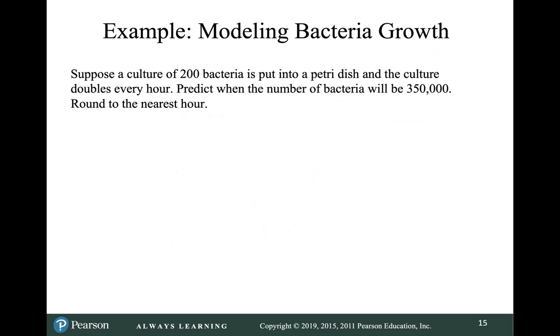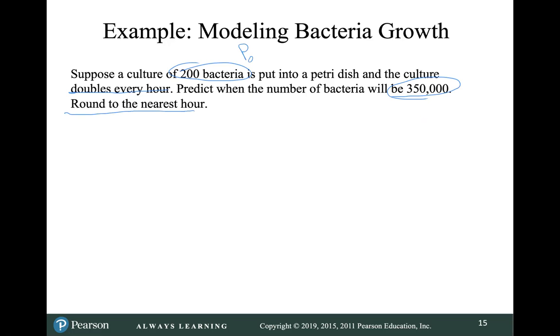In this example, we're modeling bacteria growth. So we start out with a culture of 200 bacteria. So I have 200 bacteria in a petri dish. It doubles every hour, and we want to know when the number of bacteria will equal 350,000, and we're going to round to the nearest hour.